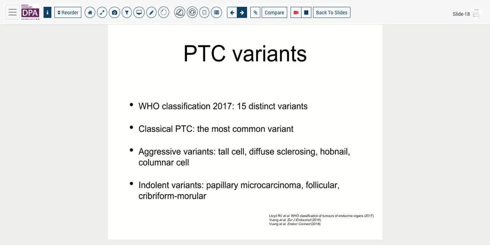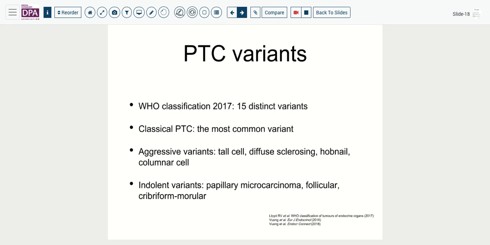So the WHO classification includes at least 15 variants, and in the CAP checklist, we indicate which variant we're seeing, as that's helpful in monitoring follow-up. Classical papillary carcinoma, with classical nuclear features, is the most common variant. But there are several variants that can be more aggressive, and it's important to therefore delineate those.